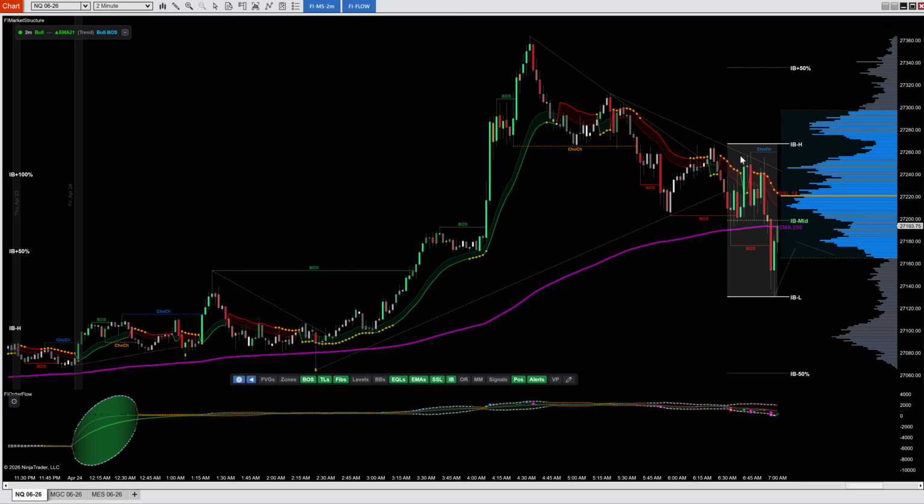So here's what I wanted to make a point on. That was the first trade which you could have taken. I was more looking for the long side of things.